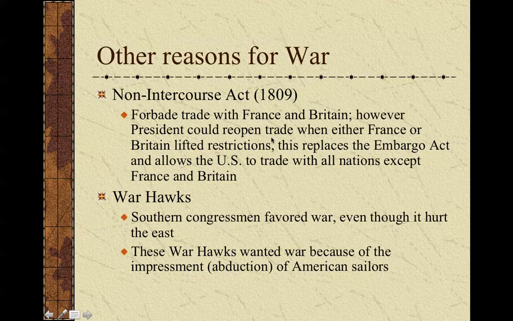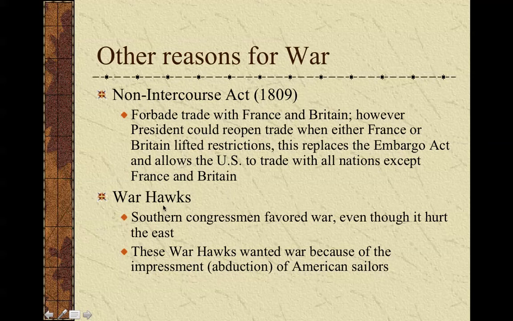However, the president could reopen trade when either France or Britain lifted the restrictions. Again, both France and Britain, we talked about this with Jay's Treaty, we talked about this with the XYZ affair, both were kind of harassing United States shipping. So the Non-Intercourse Act basically replaces the Embargo Act and allows the United States to trade with all nations except France and Britain.